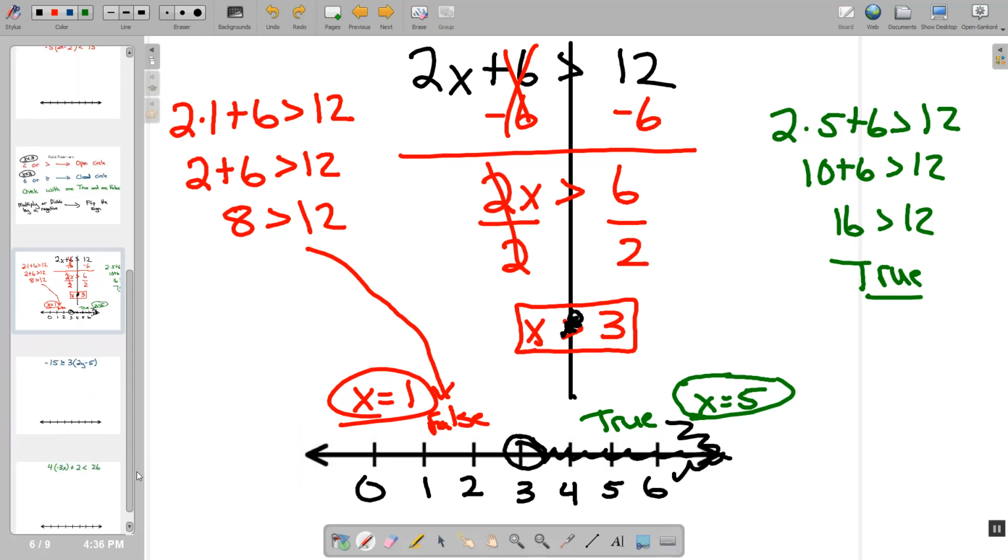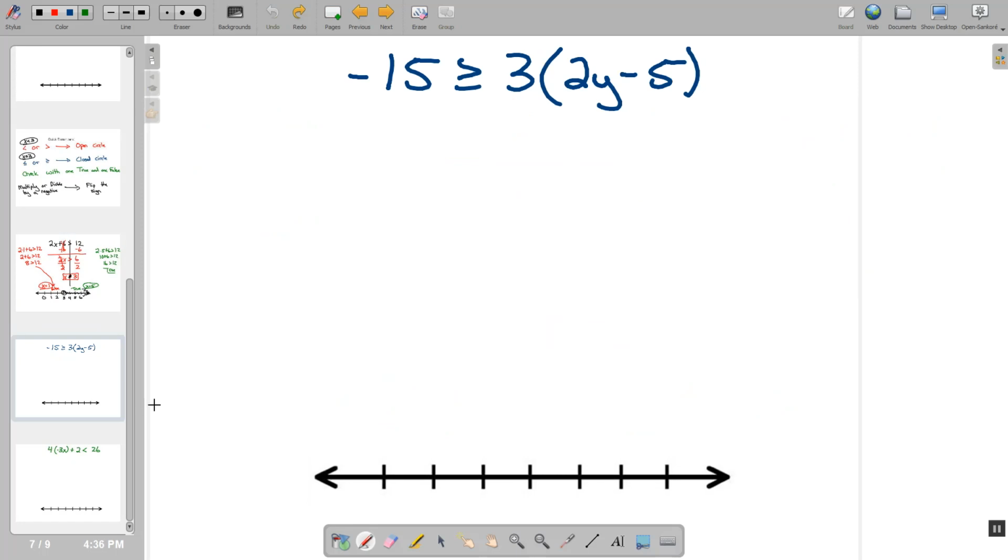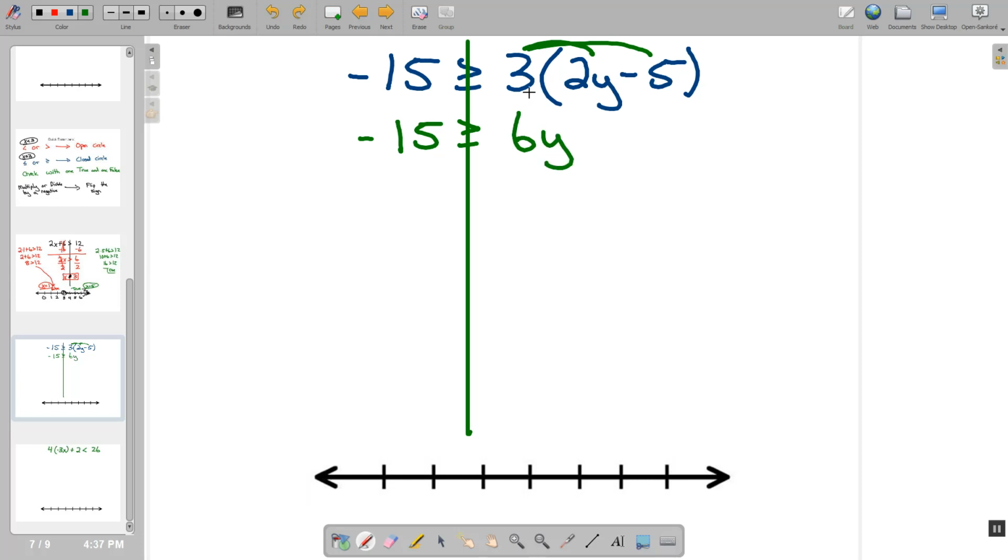Let's do one that's a little bit more difficult. We have negative 15 is greater than or equal to 3 parentheses 2y minus 5. First step is always drawing that line down our inequality sign. Now I see parentheses, so I'm going to do the distributive property to get rid of those parentheses. So I have negative 15 is greater than or equal to 3 times 2y, which is 6y. 3 times negative 5 is negative 15. Now I have to get rid of this negative 15 over here. So I'm going to add 15 to both sides.